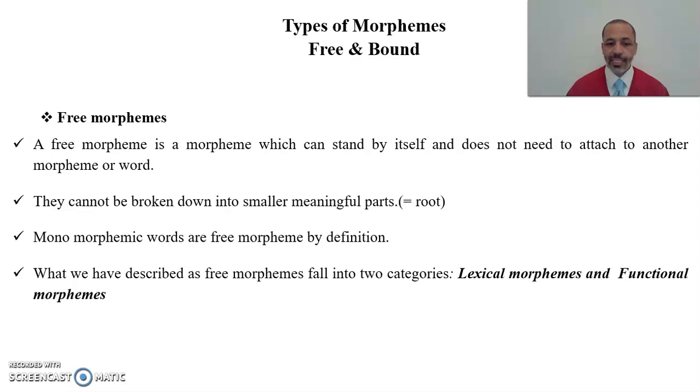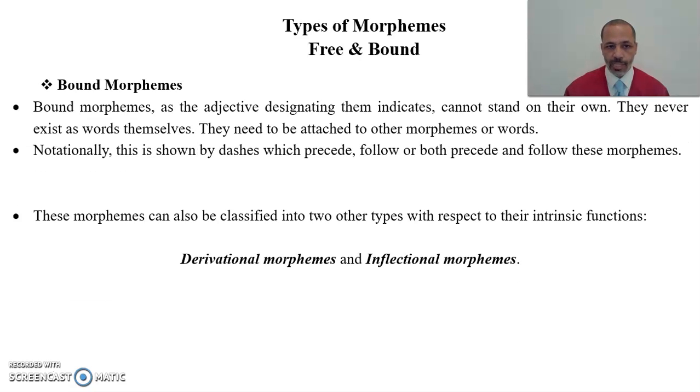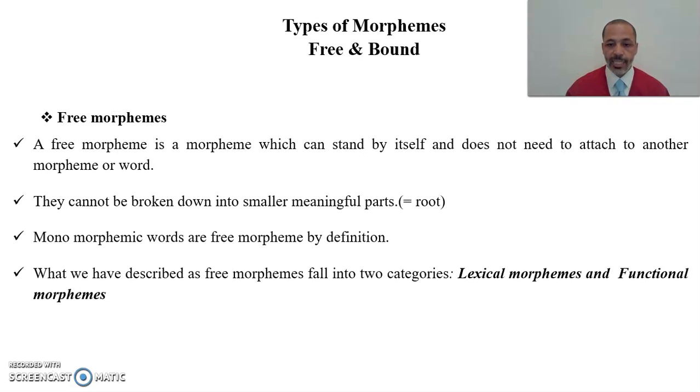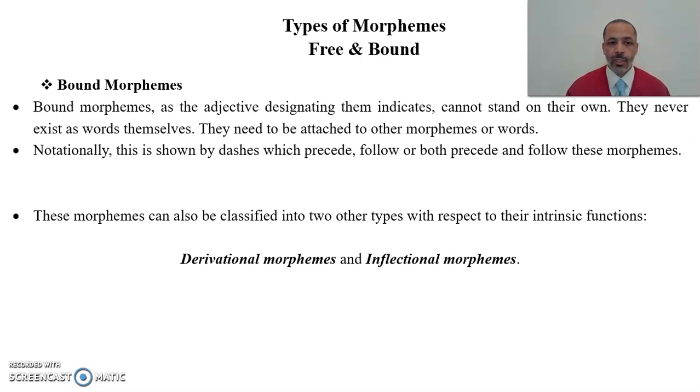What we have described as free morphemes falls into two categories. There are lexical morphemes and functional morphemes. Before explaining lexical and functional morphemes, we first give a definition of bound morphemes, because we have said we are going to classify morphemes into free and bound. So what are bound morphemes? Bound morphemes are, as the adjective indicates, morphemes that cannot stand by themselves or on their own.